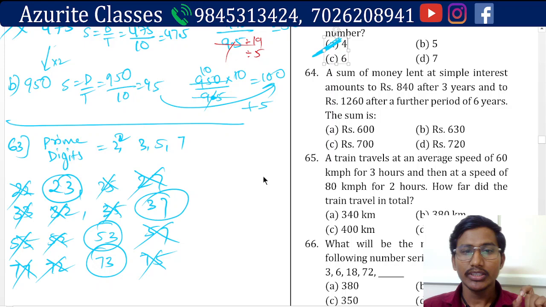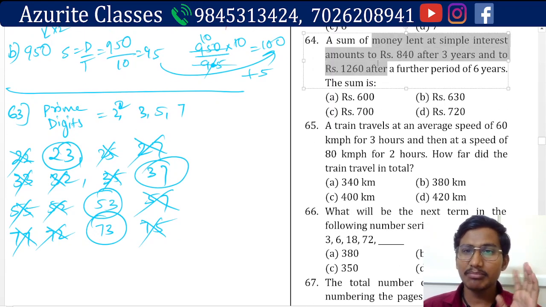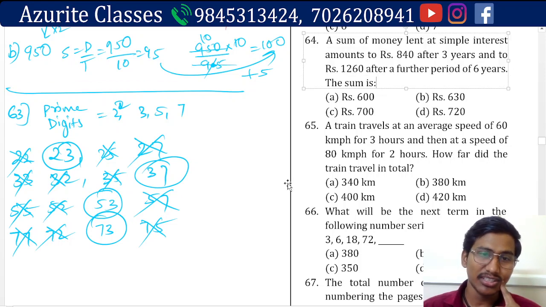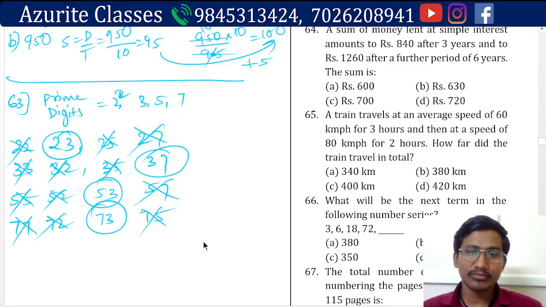Okay, next, question 64. A sum of money lent at simple interest amounts to 840 after 3 years and to 1260 after a further period of 6 years. The sum is, they are asking. This is a little complicated, so I will do it. I will erase this. I hope you have written this.